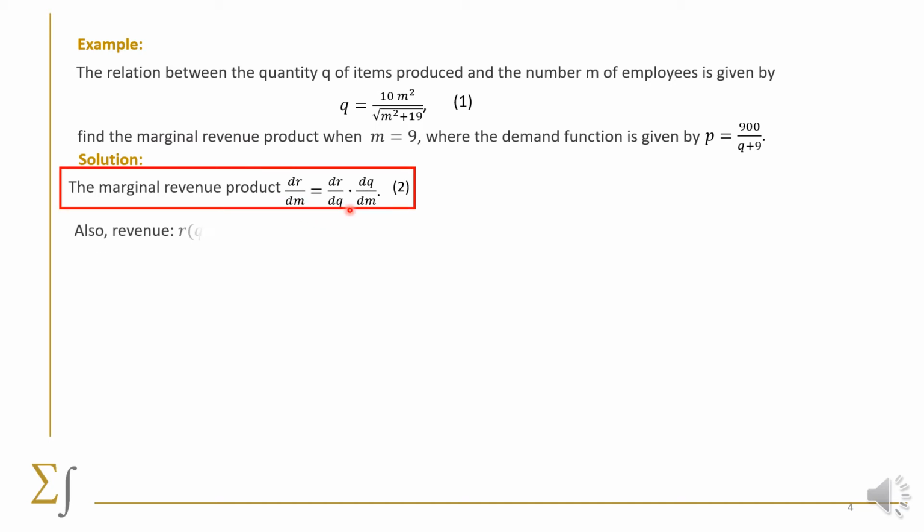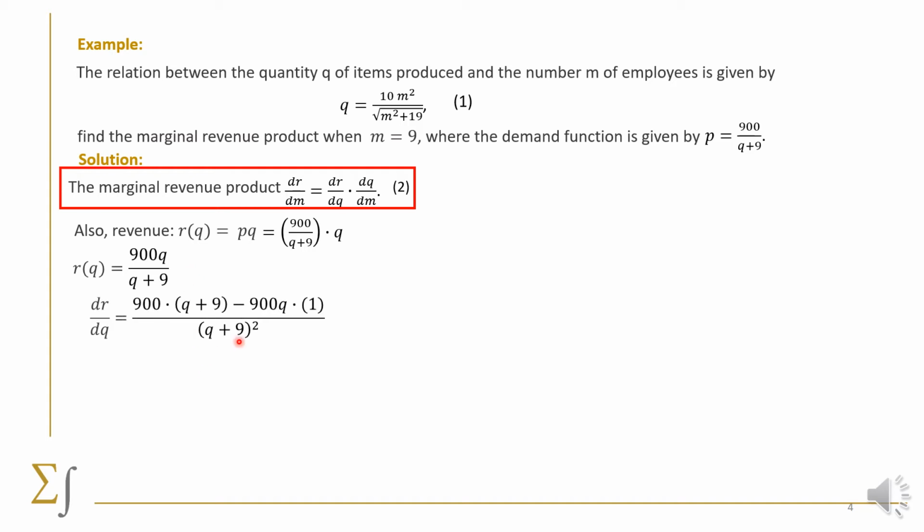So first of all, revenue is equal to price times quantity. There we go. Then we simplify to get 900Q in the numerator and Q plus 9 in the denominator. To differentiate this, we use the quotient rule: denominator squared, and then up here, denominator times derivative of numerator, which is 900, minus numerator, which is 900Q, times derivative of denominator, which is 1. We can see that there are terms that will add up to 0, so we are left with 8100 over (Q plus 9) all squared.